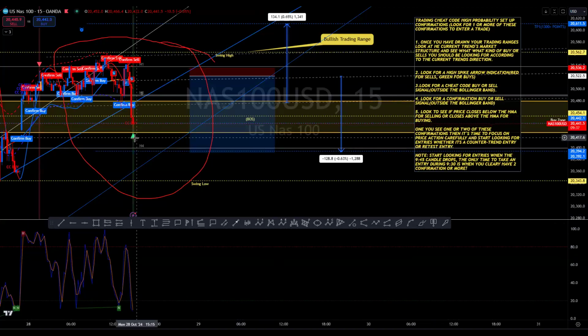There's a message on the recording, so we have a high spike arrow here. So what I'm going to do is wait to see if we get a confirmation buy or a cheap code buy on the next candle, which is the 10 o'clock candle.